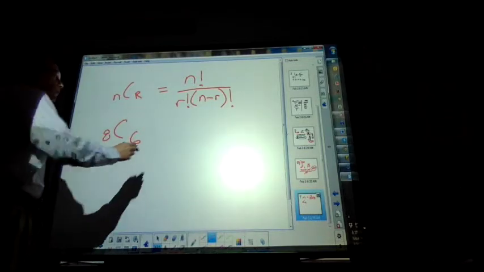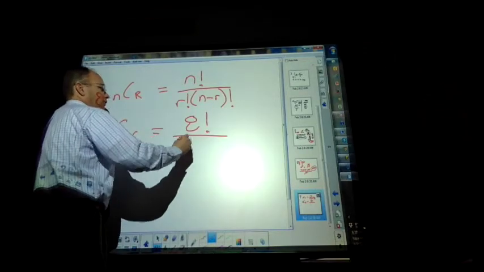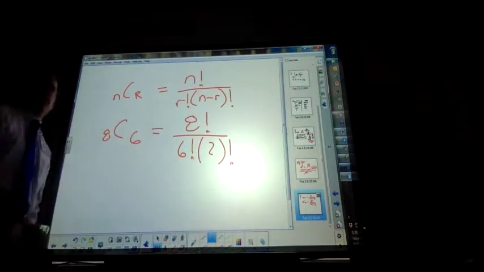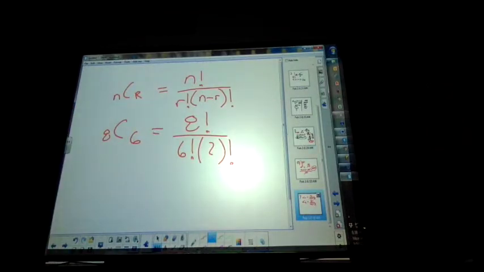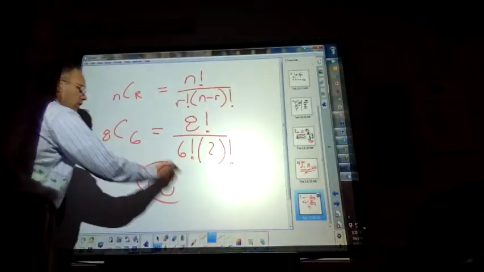So this is going to be 8 factorial over 6 factorial times 2 factorial. Where did the 2 come from? Yeah, well, it's 8 minus 6, right? So the n minus r. So the first bound versus the last bound. Okay? So how many ways could you choose this many books to read? And this should come out to 28.